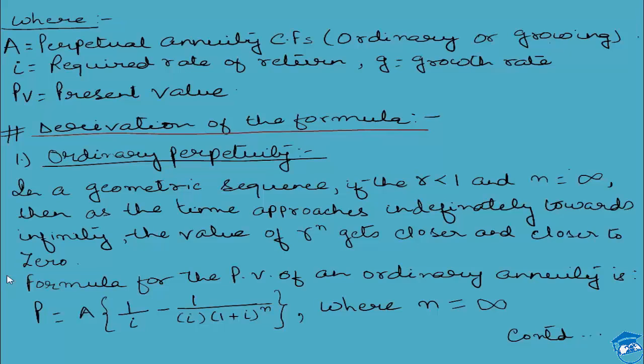So when N was a finite number, we had to work out the calculations for the sum total of the geometric progression, either in the light of R being equal to 1 or R being not equal to 1, which was further divided into two conditions, R being greater than 1 and R being lesser than 1.